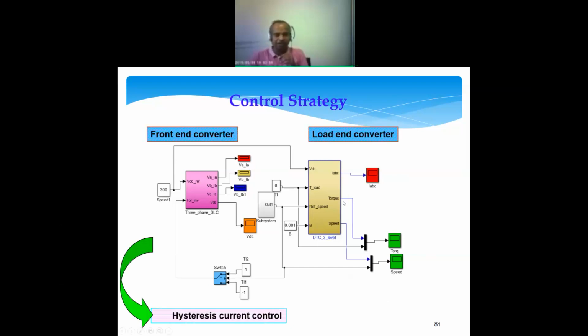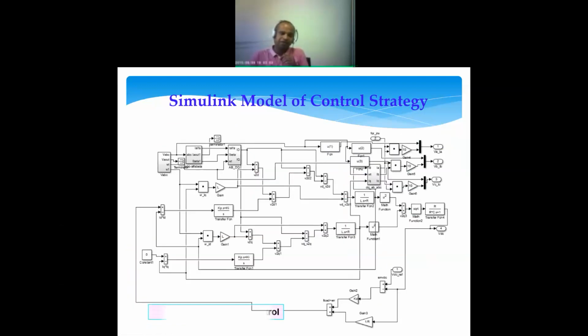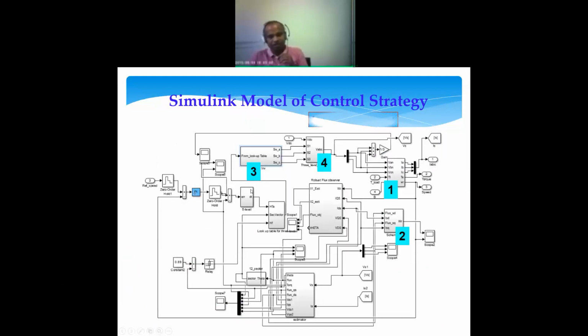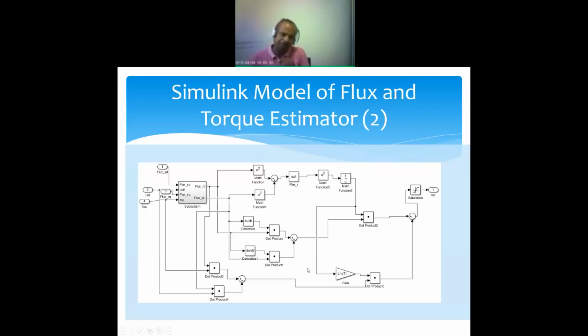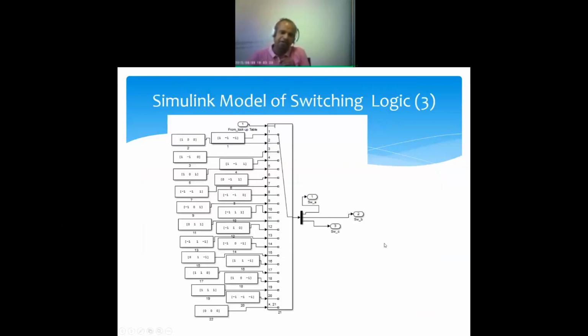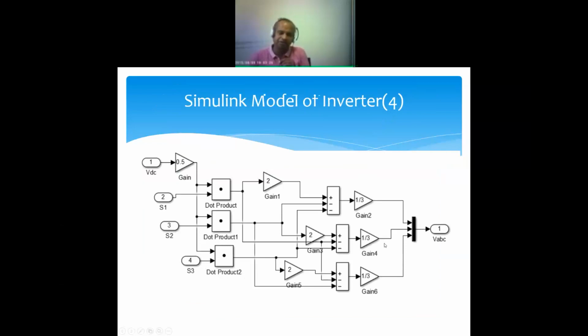This is the front end and this is the right end. If you go inside, all the parameters and everything are there. This is the inside of the front end converter, and this is the inside of the induction motor side converter. So it is very complicated, but you can model it. It is not very difficult. Anyway, these are the different system models you can design.